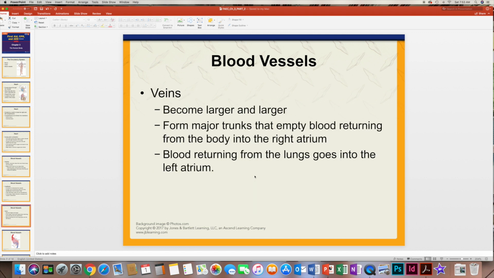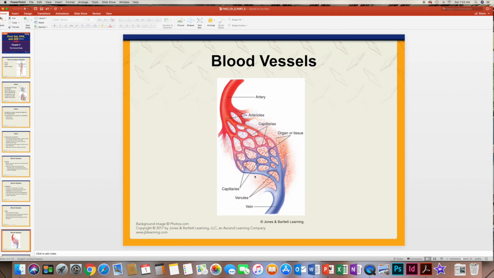Veins are vessels that get larger and larger. They form major trunks that empty blood returning into the right atrium. So remember that blood going into the right atrium does not have the oxygen. It's not oxygen rich, so it needs to go back to the heart. So the veins carry the blood back to the heart to get oxygenated via the lungs.